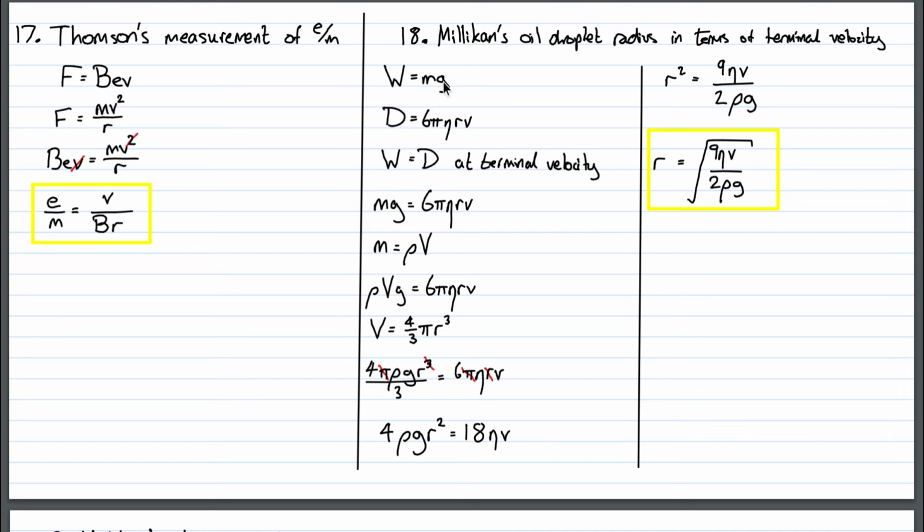Well, at terminal velocity, the weight of the oil droplet is equal to the drag, ignoring buoyancy, ignoring upthrust. So W equals D. So that means mg is equal to 6 pi eta rv. Fine. Well, the mass of the oil droplet is its density multiplied by its volume. So we can substitute that into the equation and get density, volume, gravitational field strength for the oil droplet equals 6 pi eta rv. Well, the volume of the oil droplet is spherical, so 4/3 pi r cubed. So we can substitute that in, and we get this expression here.